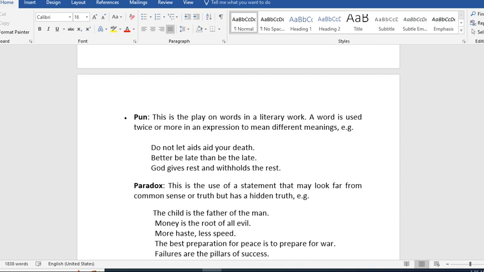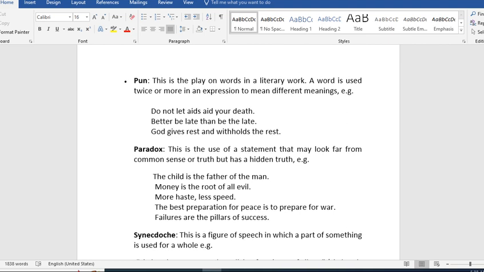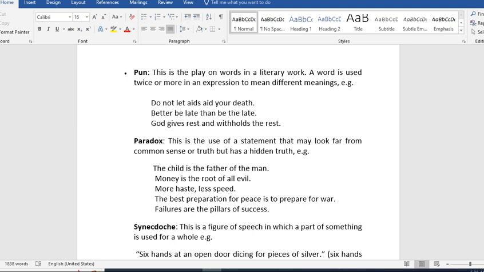Pun. This is the play on words in a literary work. A word is used twice or more in an expression to mean different meanings. We have examples here. Do not let it eat your debt. Here we have eat used twice, but with different meanings. The first is a disease that we all know. The second means do not allow it to lead to your death.